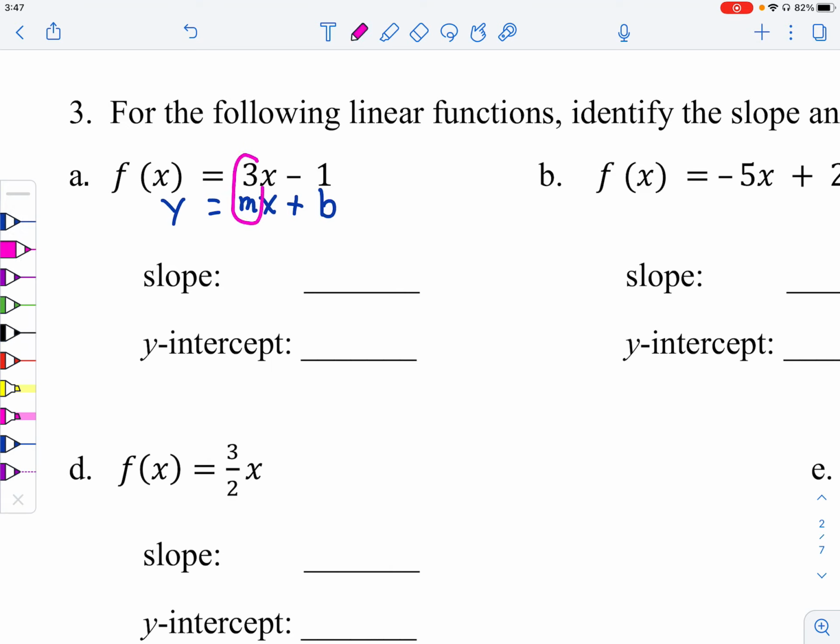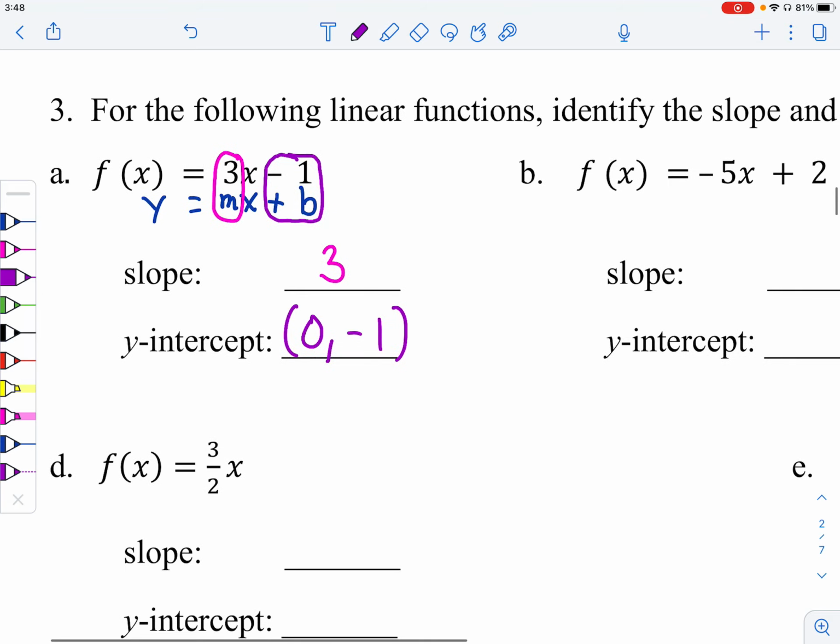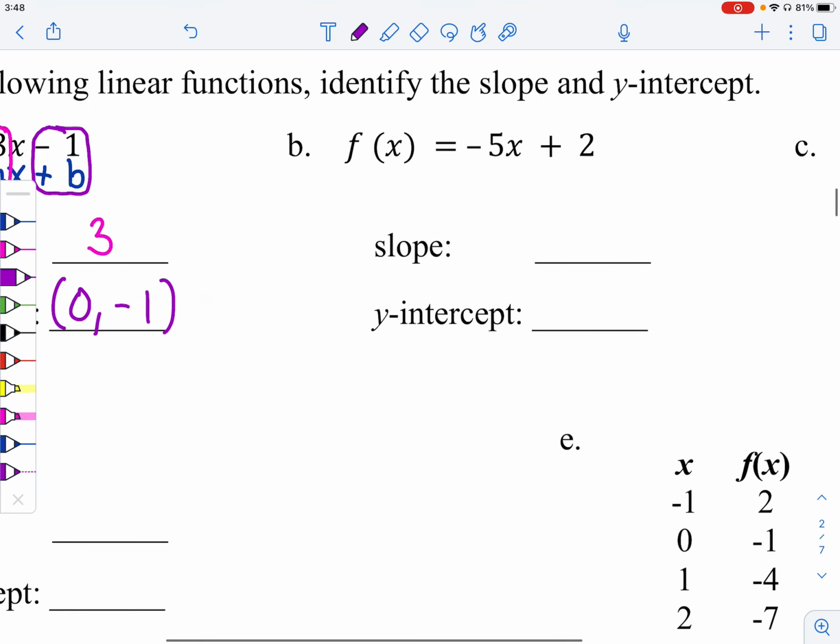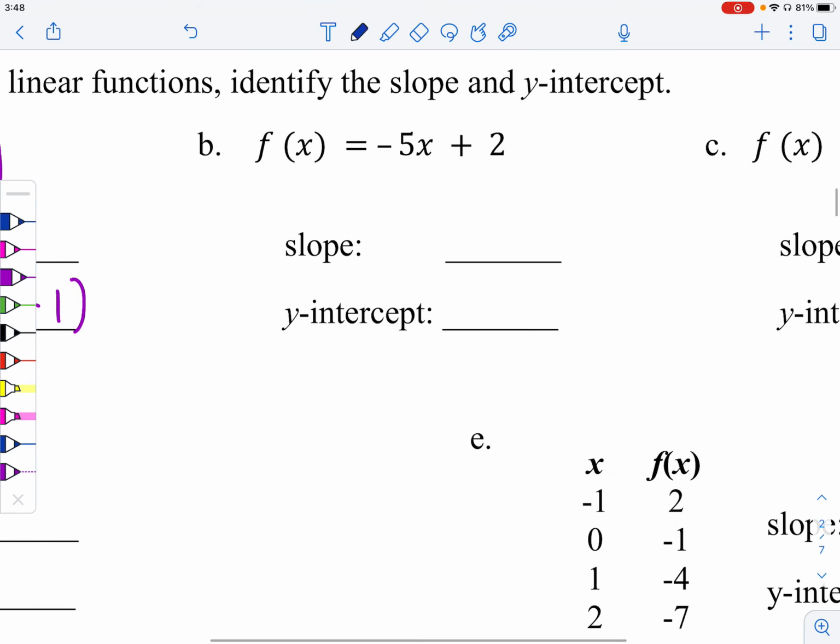We have our m, which is right next to the x. So that's our slope, which is 3. Our b value is -1. So our y-intercept is 0, comma, -1. That's our ordered pair. Same with b. Y equals mx plus b again.